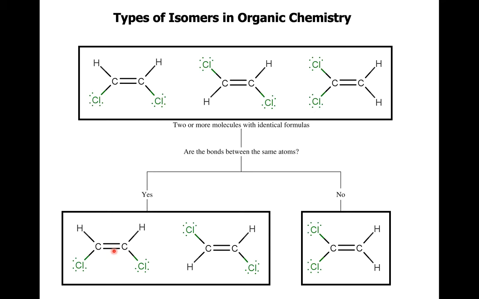These first two are stereoisomers of one another. This one being the cis, because the 2 chlorides are on the same side. This being the trans, because the chlorides are on opposite sides of the double bond.